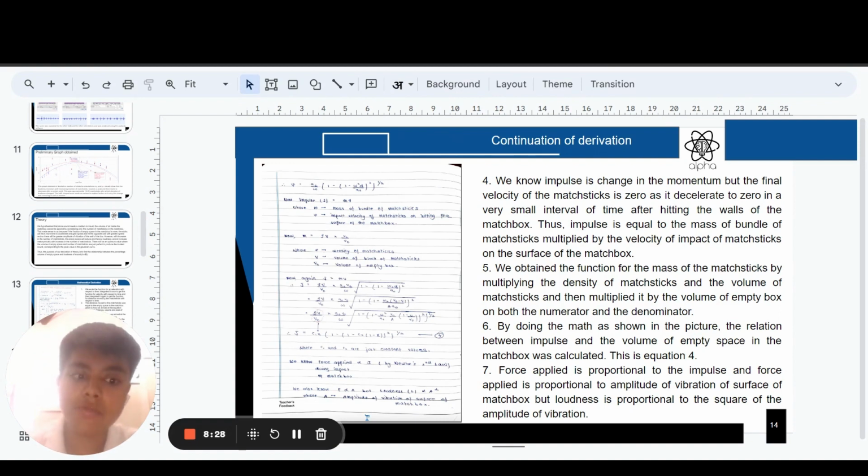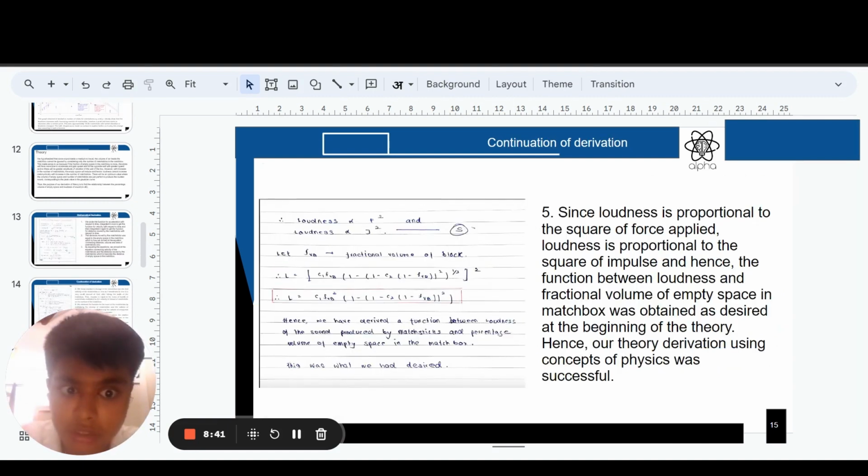Therefore, the force applied was proportional to the impulse, and the force applied is proportional to the amplitude of vibration of the surface of the matchbox. But loudness is proportional to the square of amplitude of vibration. Since loudness is proportional to the square of force applied, loudness is proportional to the square of impulse, and hence the function between loudness and the fractional volume of empty space in the matchbox was obtained, as desired at the beginning of the theory. Hence the theory derivation using concepts of physics was successful.